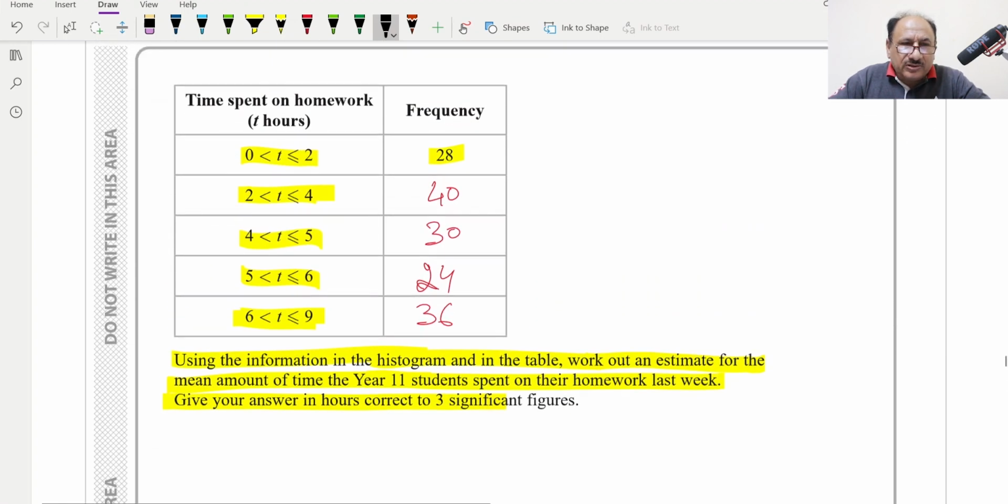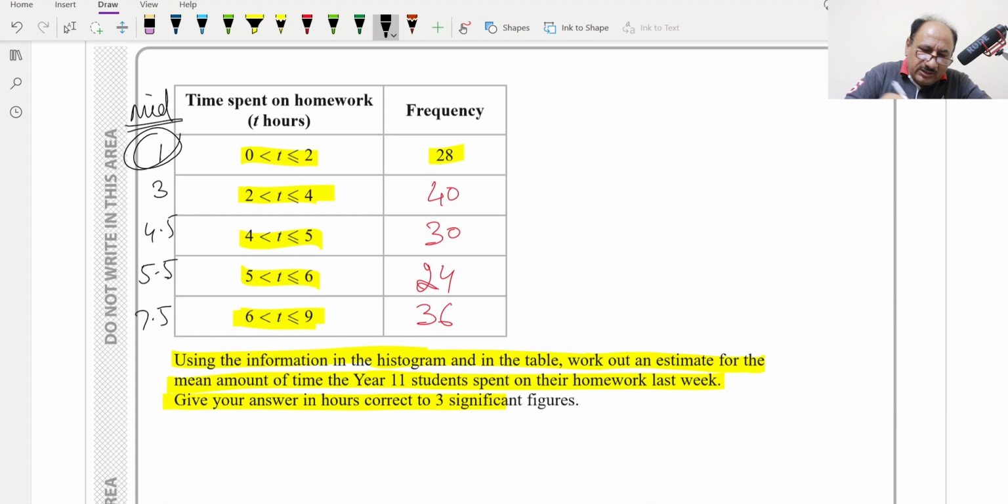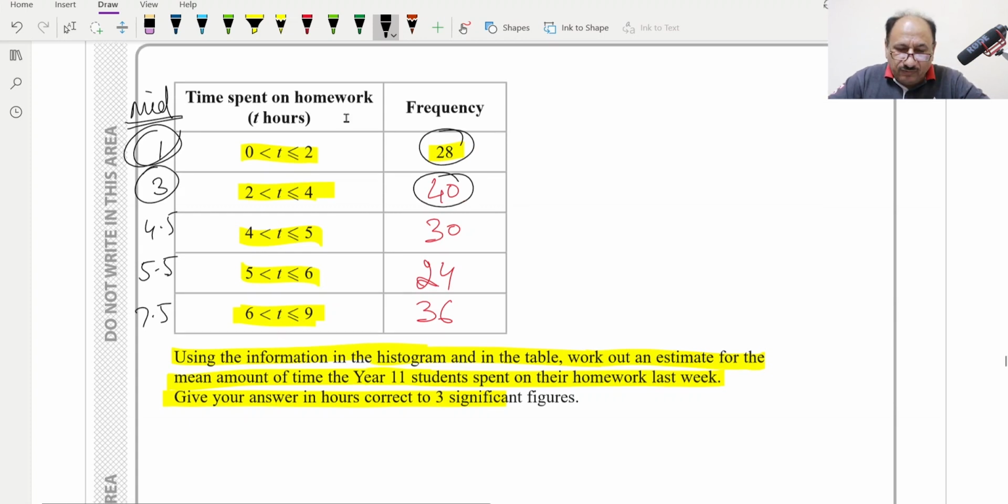We will have to take basically the mid range. So mid range of this one will be what? This will be 1, and mid of 2 and 4 is 3, 4 and 5 is 4.5, and this we can write here mid of the range. So 5.5, and this will be 7.5.